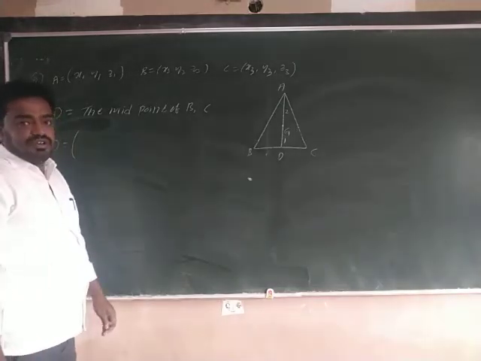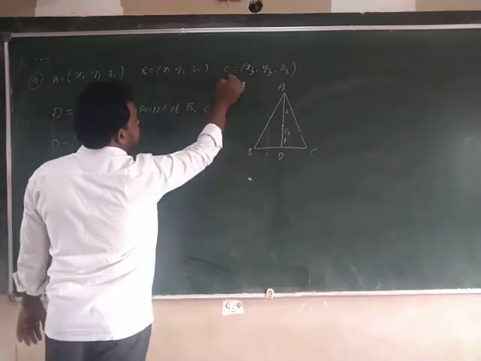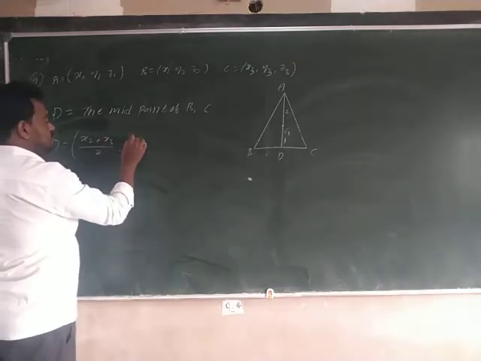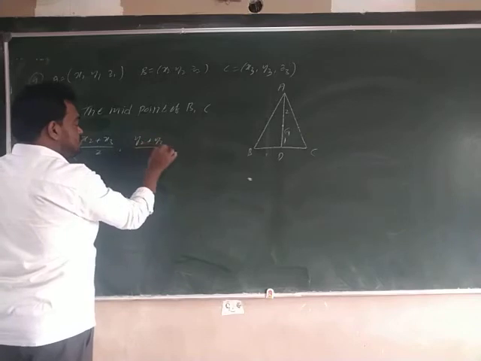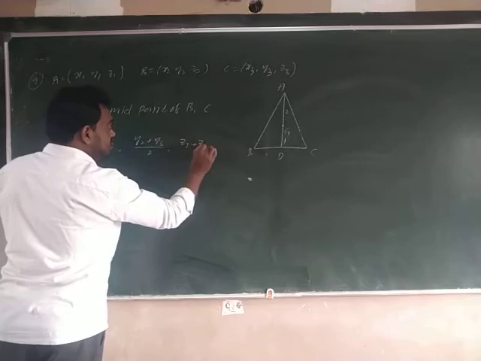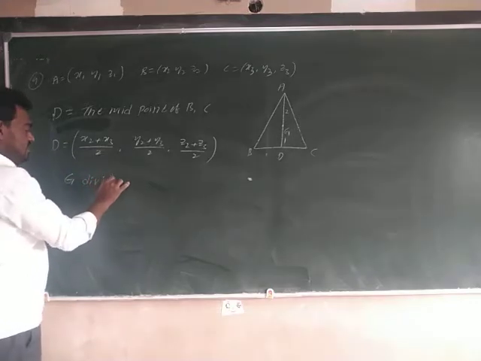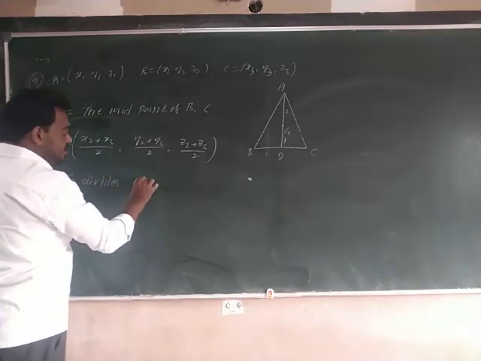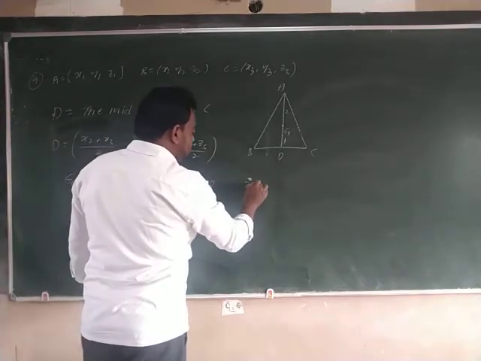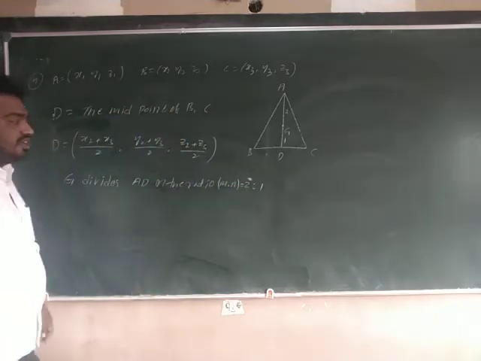So D is equal to, what is the midpoint formula? (x1 plus x2) by 2, (y1 plus y2) by 2, (z1 plus z2) by 2. Here this is B, this is C. So (x2 plus x3) by 2, (y2 plus y3) by 2, (z2 plus z3) by 2. Now G divides AD in the ratio 2:1. Here m:n is 2:1.